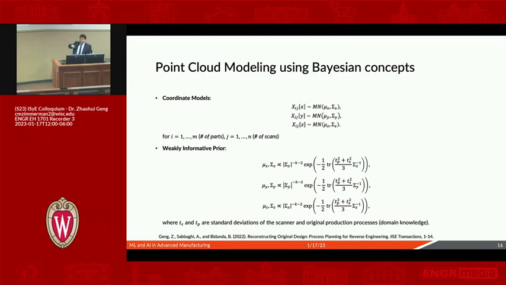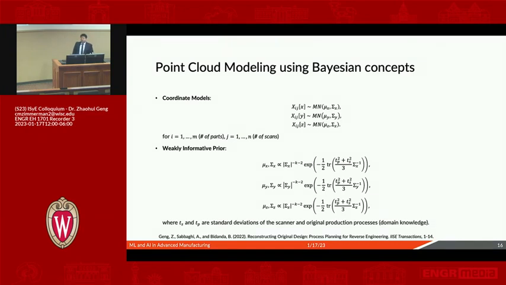Because we have a limited number of scans or parts, if we directly take the average, it's fine, but it cannot guarantee what the performance looks like. Therefore, we want to incorporate some domain knowledge into this modeling so that the model can converge faster than before. Here we include the standard deviation of the scanner, which comes from the manual, and also some guess of the standard deviation of the original production system, by analyzing how the feature is machined. So we have some prior knowledge in there, and then we have this weakly informative prior.